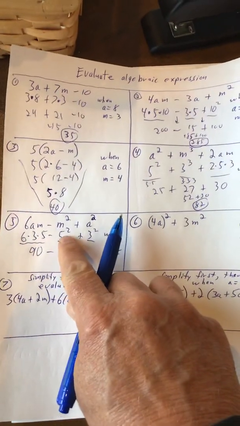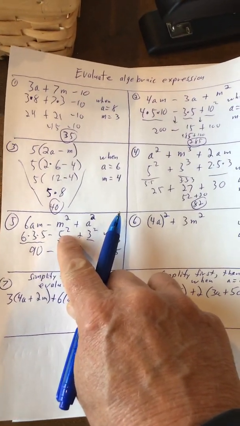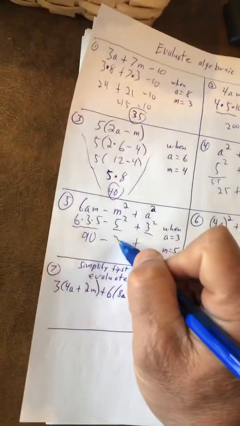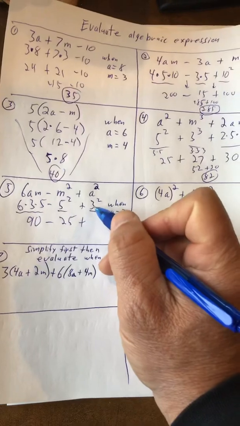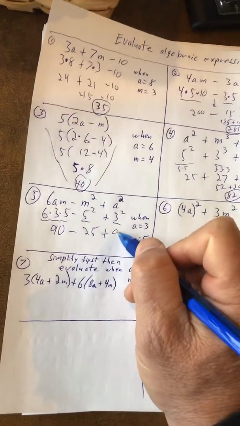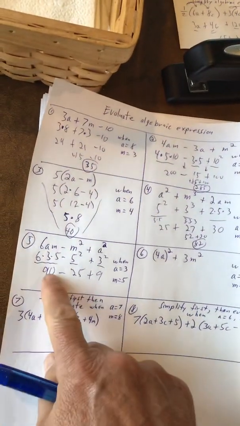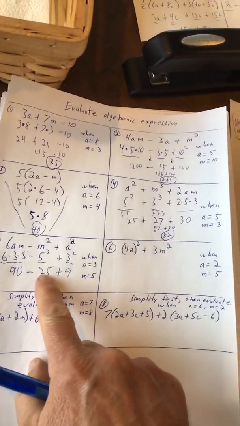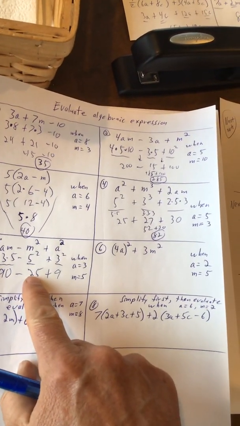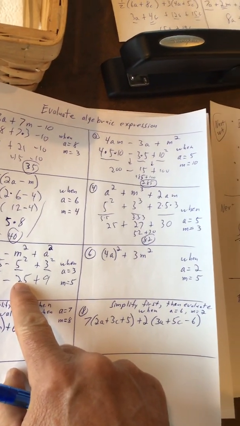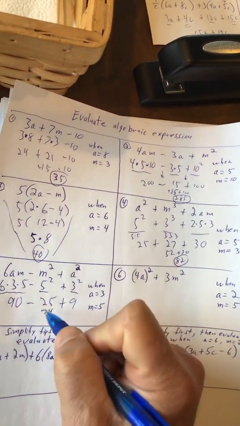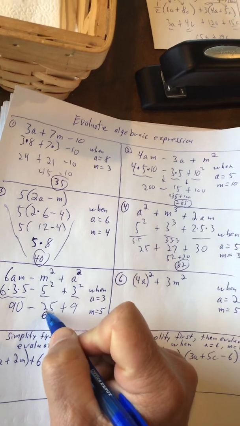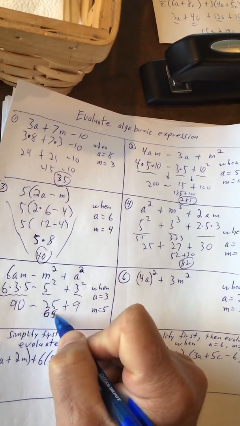This means not 5 times 2, it means 5 times 5, which is 25. And this means not 3 times 2, it means 3 times 3, which is 9. And here I'll just go left to right. 90 minus 25 is, that's 74. No, that's, sorry. Well, that's 65.